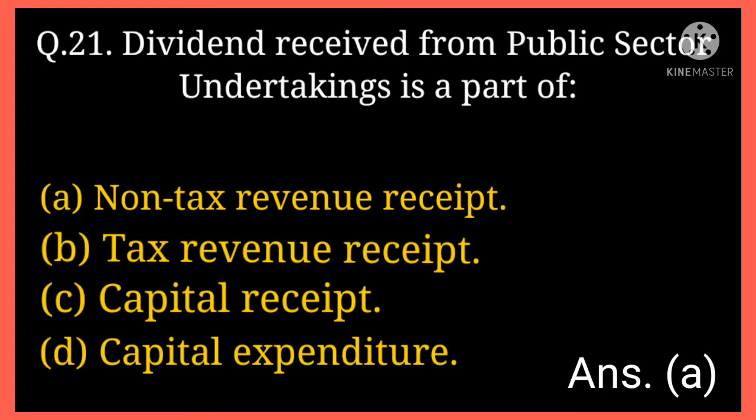Now the question number 21 is dividend received from public sector undertaking is a part of government. Means into which part it is included? The answer is A, that is non-tax revenue receipts में हम include करते हैं तो dividend आता है.